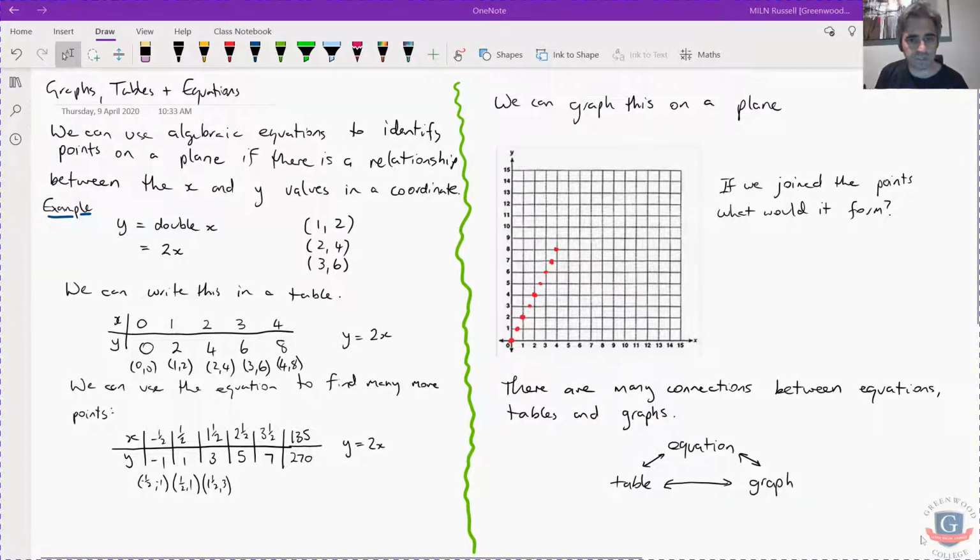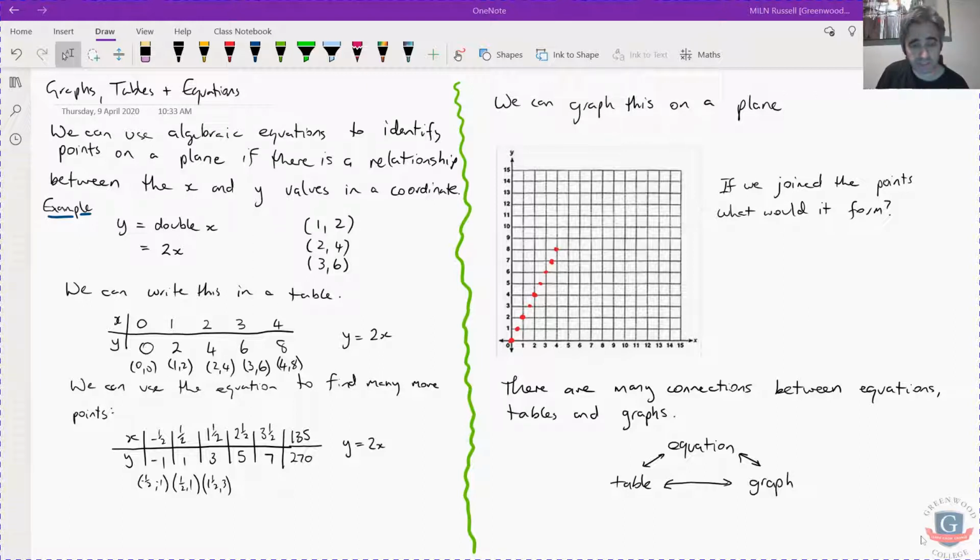Okay, so now what we're going to do is try and see if there's a connection between equations, tables and graphs, and see if there's any way we can use them. So we're going to start with a very simple relationship. We're going to say that y is always equal to double of x. So if something's double of x, it's just 2 times that original amount, or 2x. So let's see what that would look like.